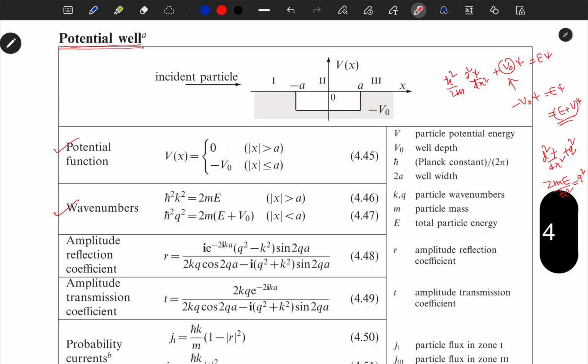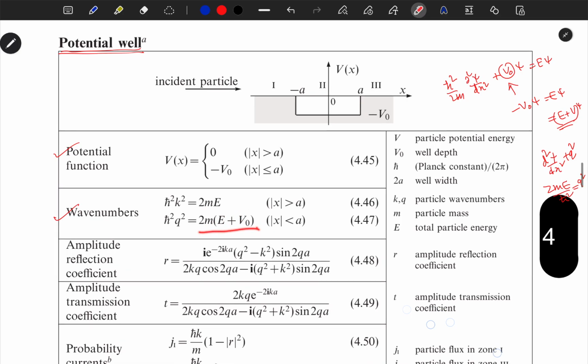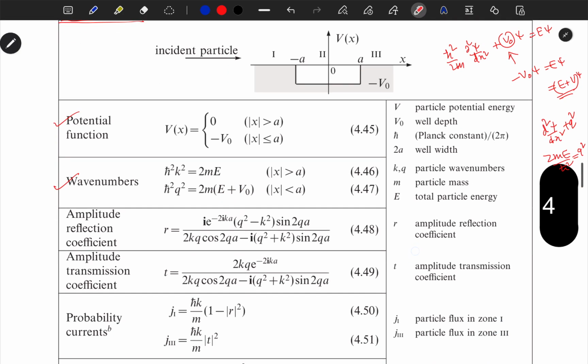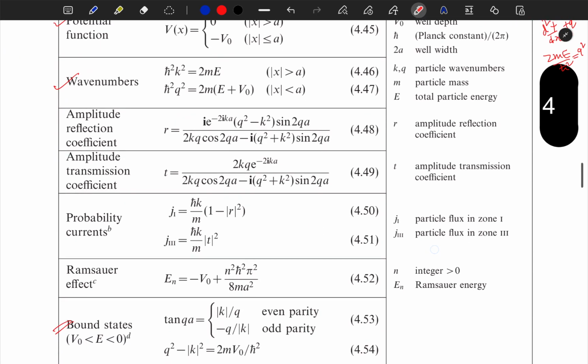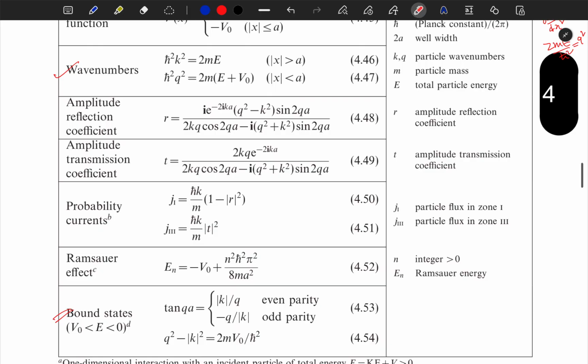Similarly, ħ²k² equals 2mE and ħ²q² equals 2m(E plus V0). Now we can calculate the wave function for the different regions, and you can get the amplitude of the reflection coefficient and transmission coefficients. The probability density also can be calculated in these two regions.